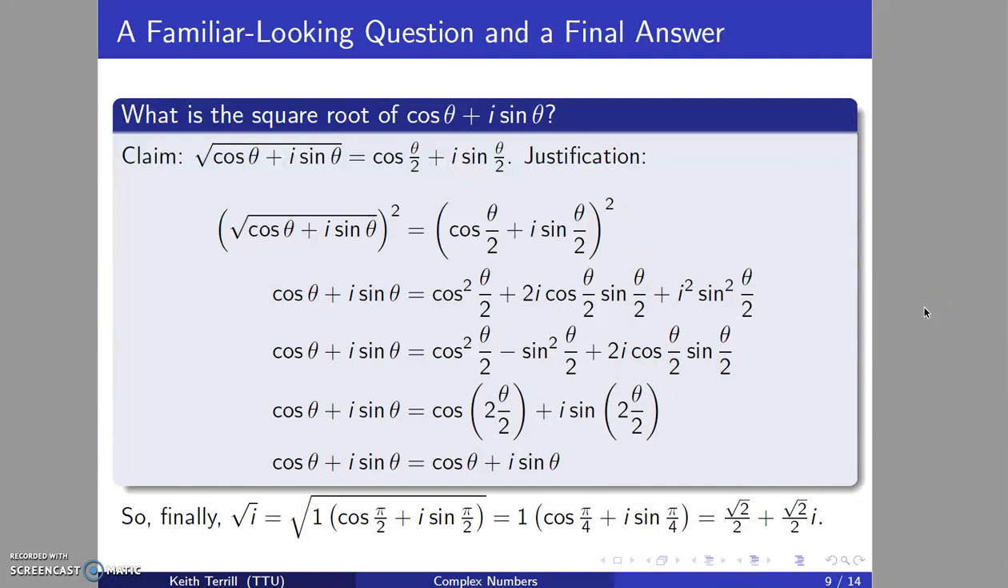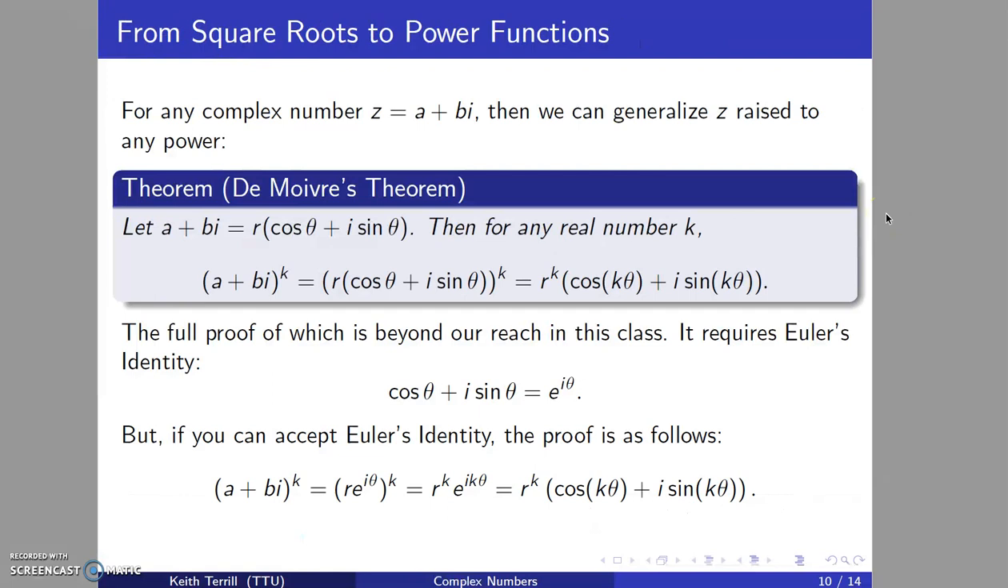So finally, the root of i, the square root of 1 times cosine pi over 2 plus i sine pi over 2 becomes the square root of 1, right? The square root of 1 is just 1, times cosine pi over 4 plus i sine of pi over 4. And cosine of pi over 4 and sine of pi over 4 are each root 2 over 2. So if I were to go back into a plus bi form, I would have root 2 over 2 plus root 2 over 2 i. And that's it. That's got it.